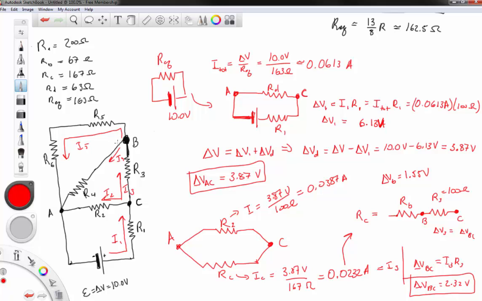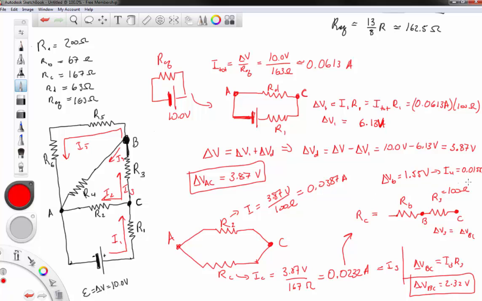Well, that 1.55 volts is the same drop across R4 and the same drop across the combination R5 and R6. So I4 must be this divided by 100 ohms. So basically I4 is equal to 0.0155 amps. And at this point, we basically only have to solve for I5, and I5 comes from figuring out what this voltage drop is. Again, it's the same voltage drop for these as it is for this. So it's again 1.55, but now divided by 2, because there's 200 ohms.